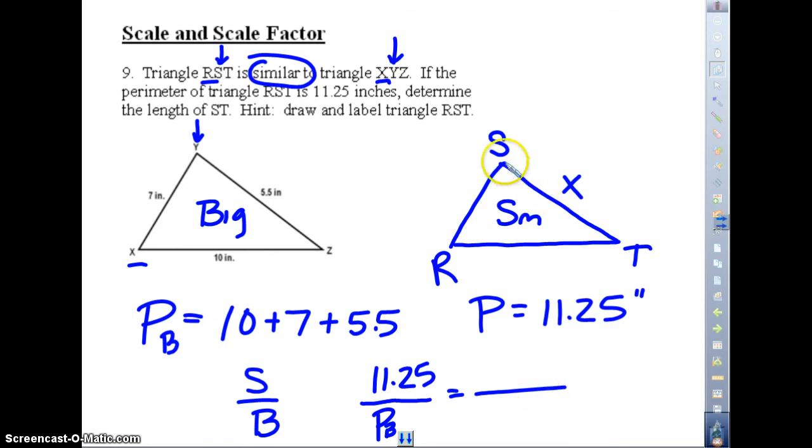Okay? The side that we're trying to solve for is this one right here, and that's in the small, so that goes here. The corresponding side length to x is what in the big? It's 5.5. Once you figure out your perimeter big, then you can cross multiply to solve.